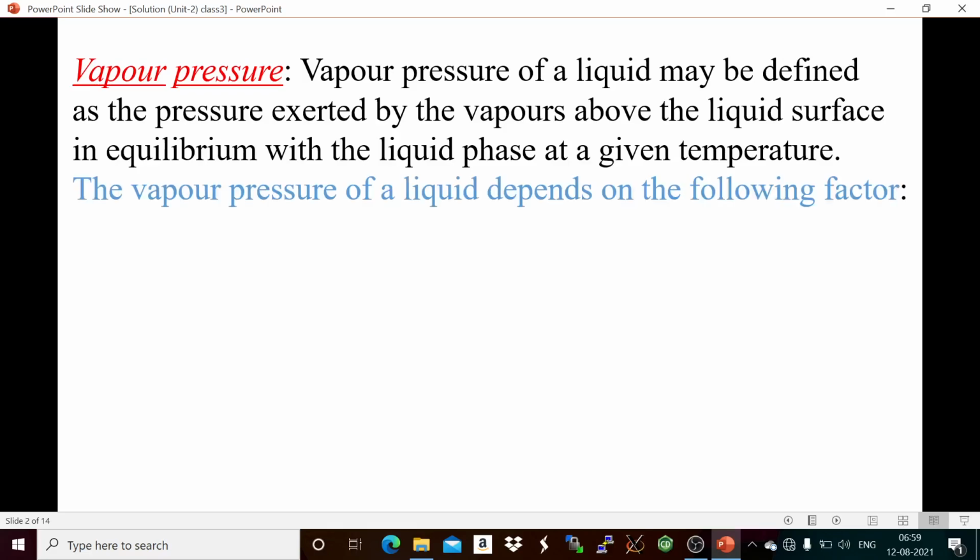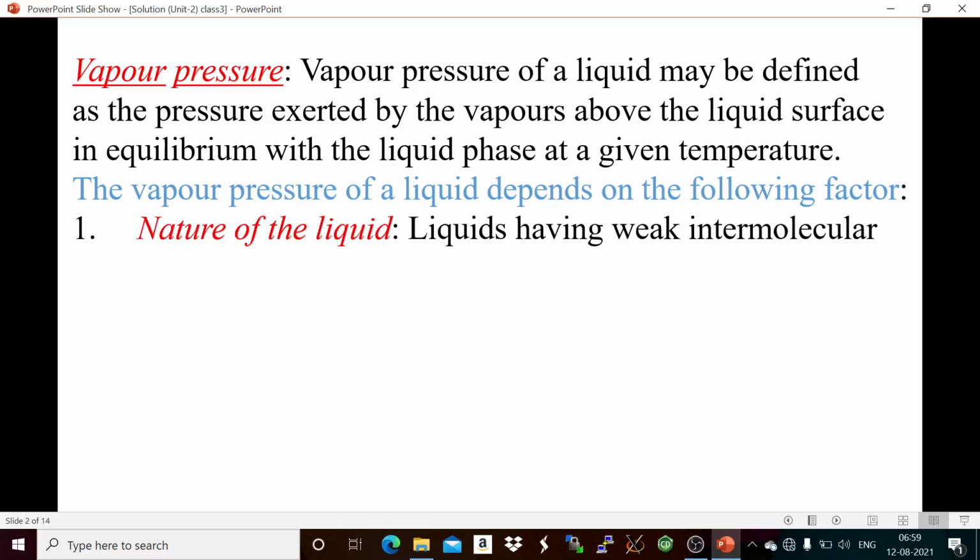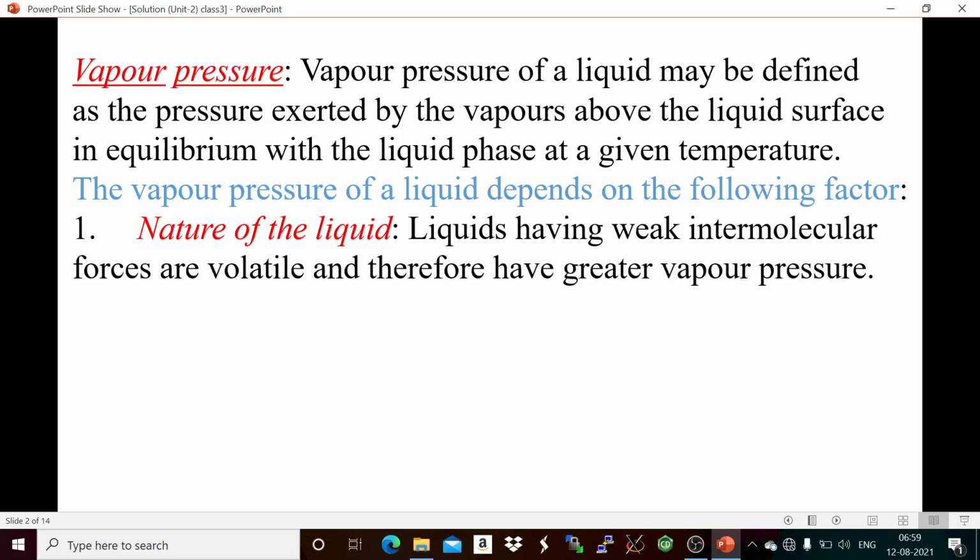Now vapor pressure of a liquid depends on the following factors. Number one, nature of the liquid. Liquids having weak intermolecular forces are more volatile, that means more vapor pressure. For example, if we compare the vapor pressure of water with the vapor pressure of diethyl ether. As we know, in water the intermolecular force of interaction present is hydrogen bonding, which is stronger in comparison with the intermolecular forces present in diethyl ether.